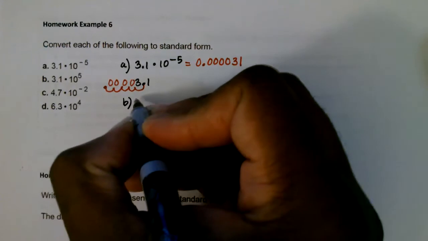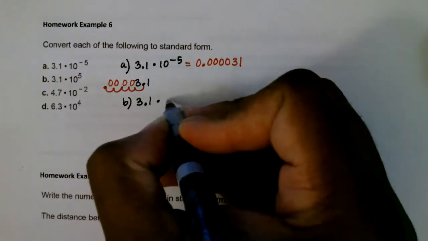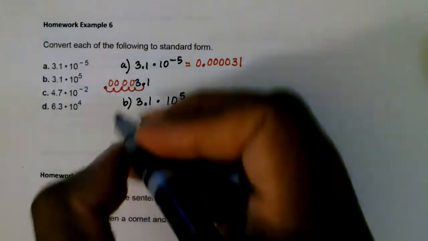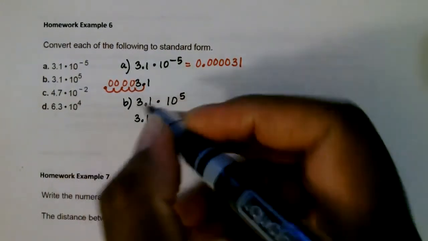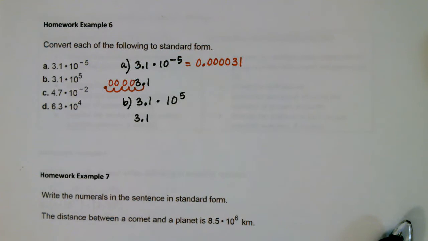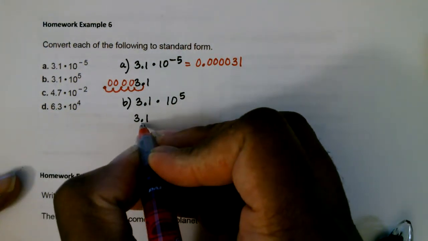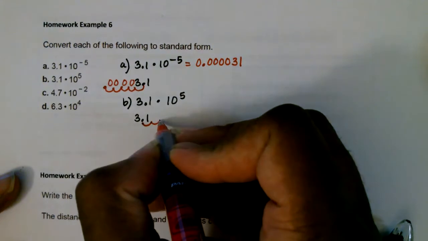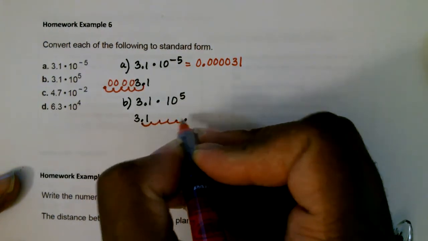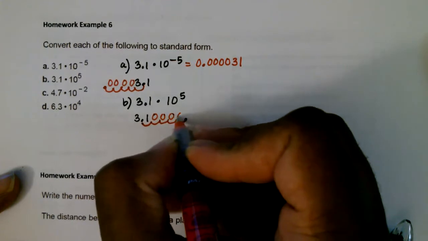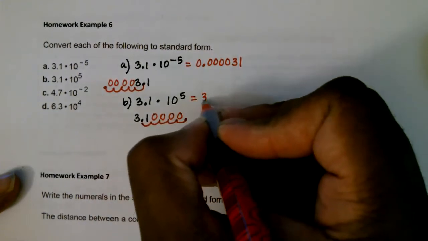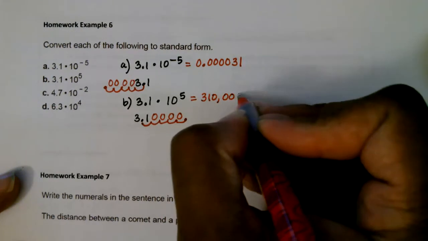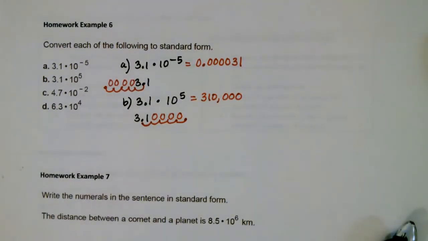Part B. Let's say we got 3.1 times 10 to the 5th. Now this time, our exponent of 5 is positive. So that means I need to move the decimal point to the right 5 places. So in 3.1, I'm going to move this decimal point 1, 2, 3, 4, 5, meaning I need to include 4 zeros. So this will end up being 310,000.